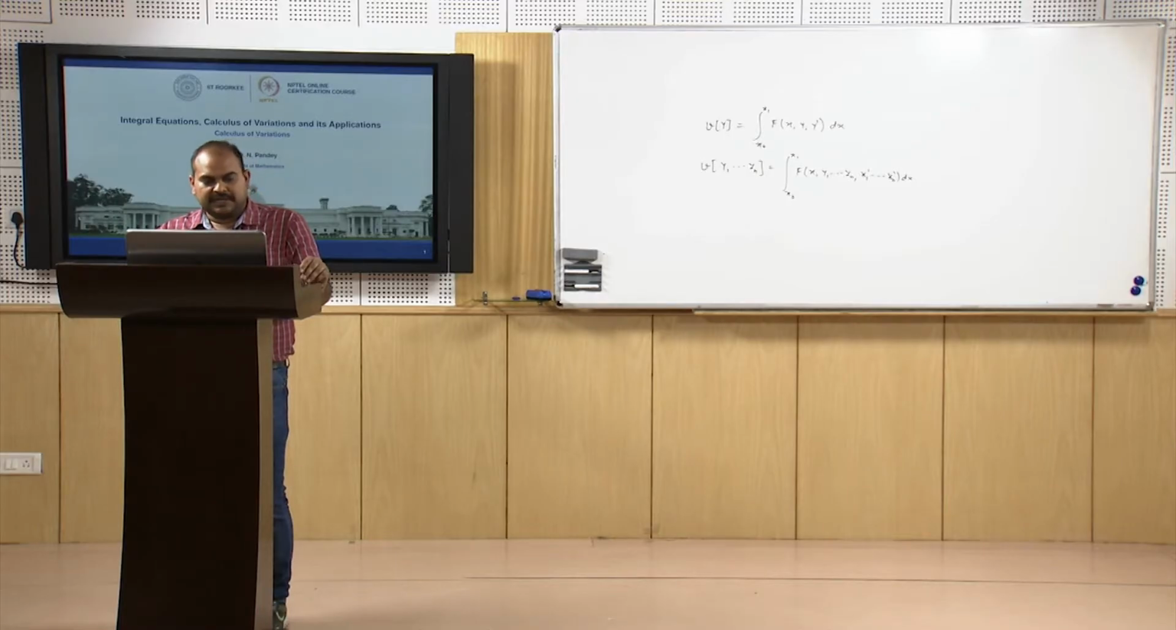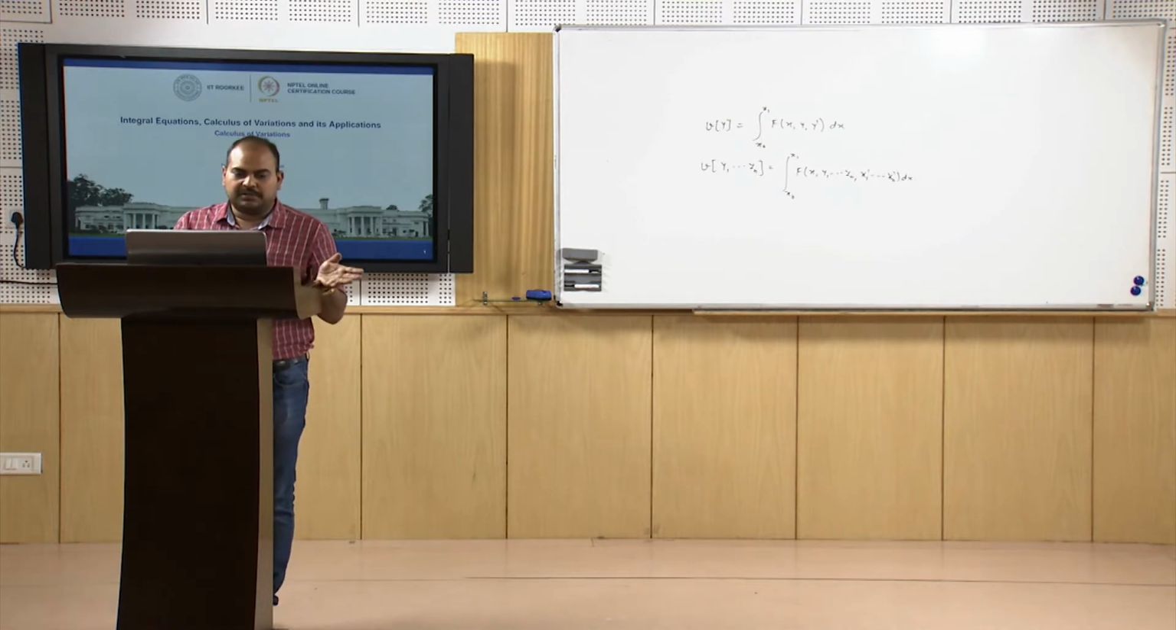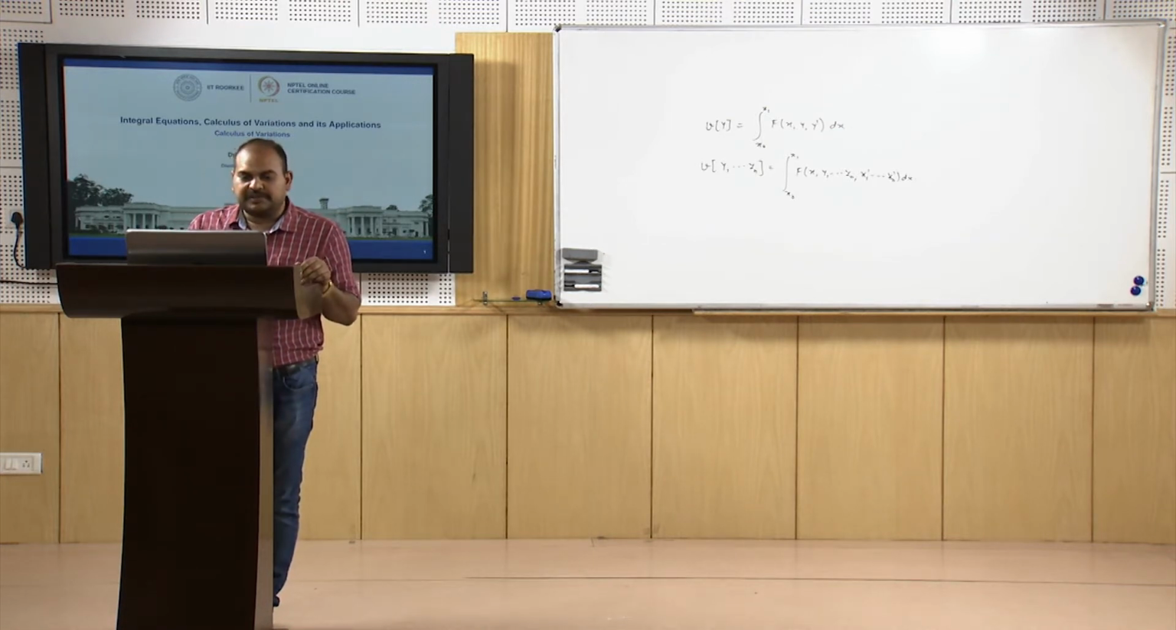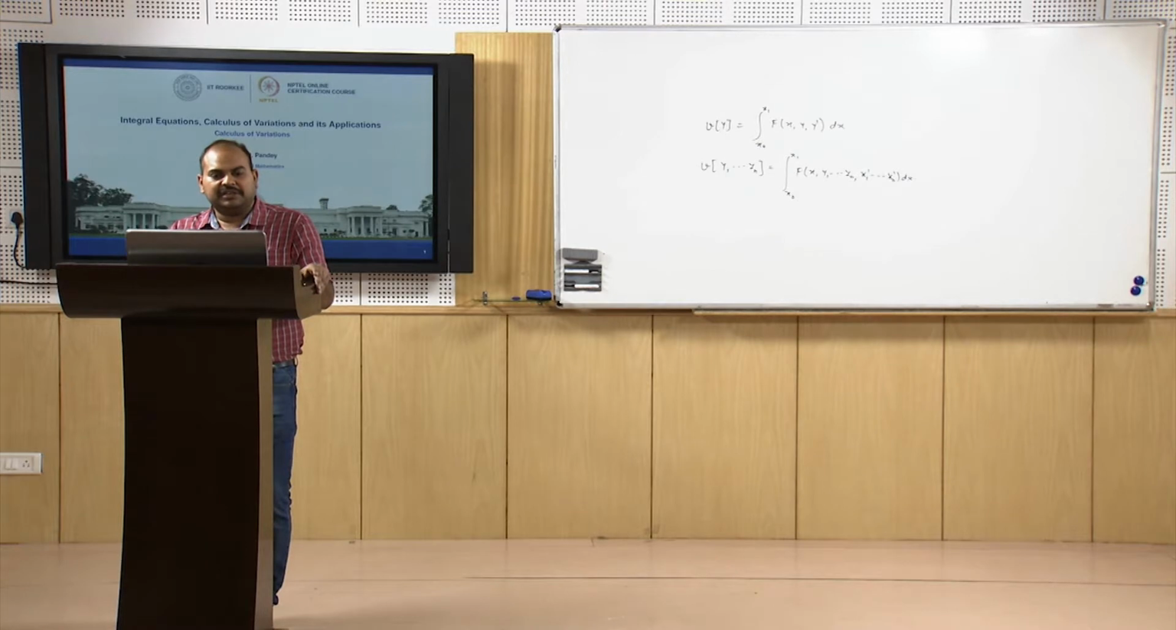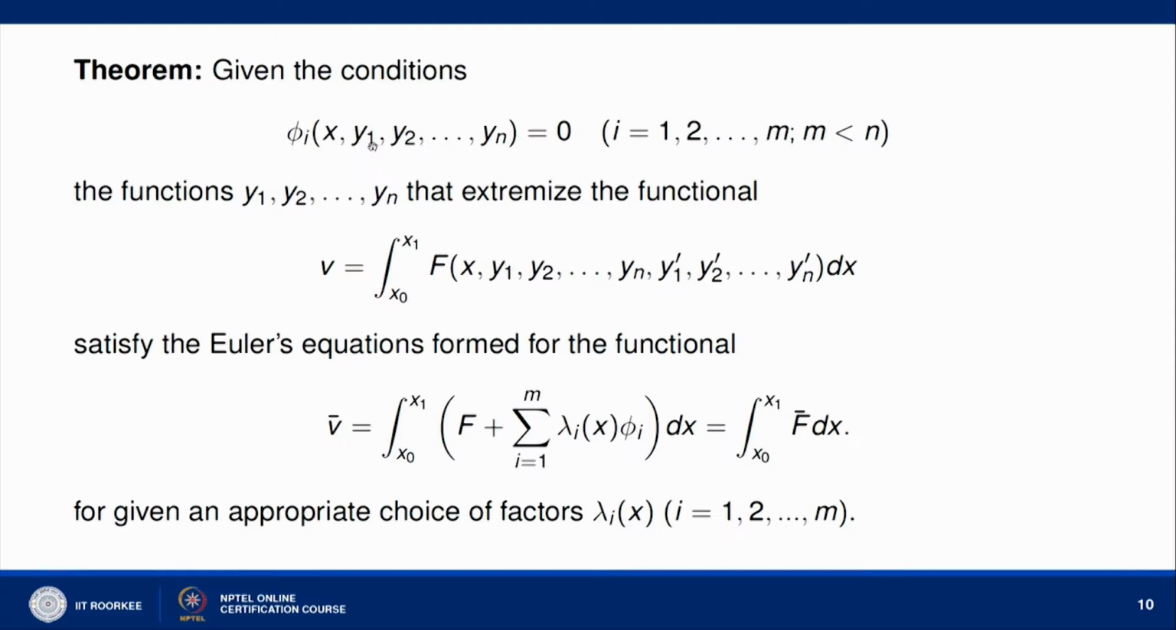So let us try to prove the just said statements. So here we say that given the condition phi i(x, y1 to yn) equal to 0, where i is running from 1 to m, m strictly less than n, the functions y1 to yn that extremize the functional v. So this is the original functional v defined as the integral from x0 to x1 of f(x, y1 to yn, y1' to yn') dx.